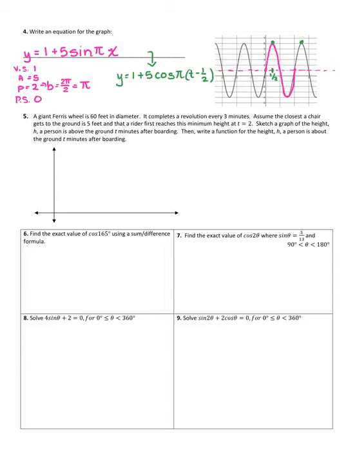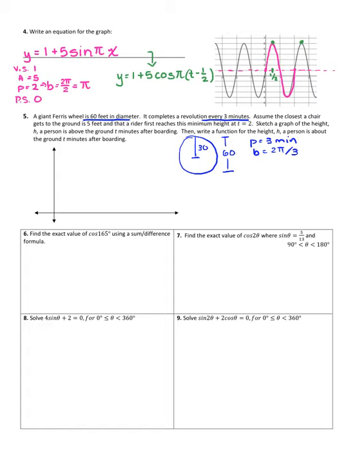Now we have the Ferris wheel problem, which you have done several times already. So let's look at what this is. 60 feet in diameter. So I have a Ferris wheel here. So 60 feet in diameter, which means the amplitude will be 30. It completes 1 revolution every 3 minutes. That means the period is 3 minutes, which tells me my b value will be 2 pi divided by 3.